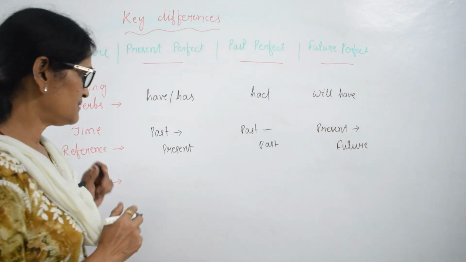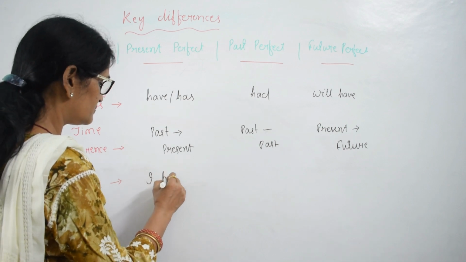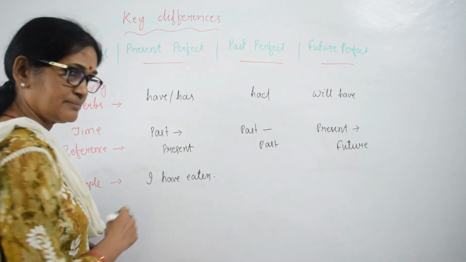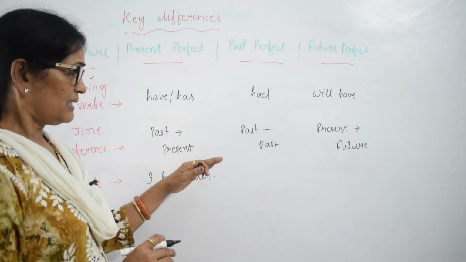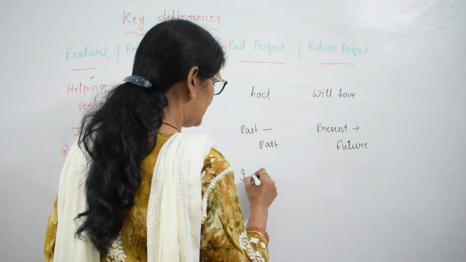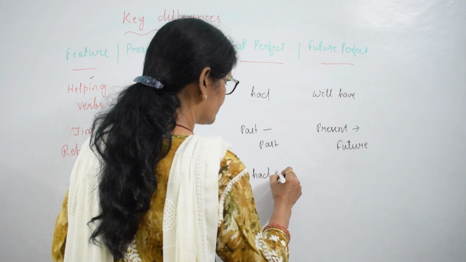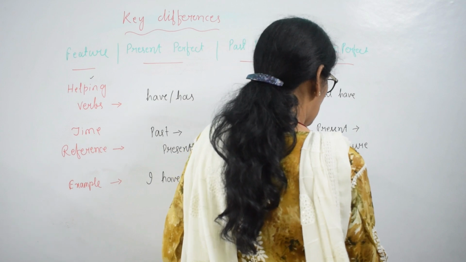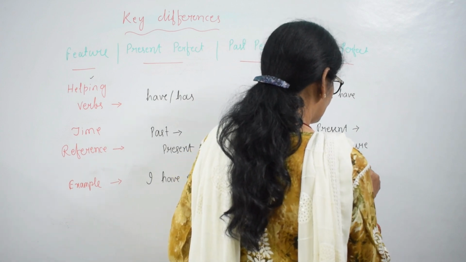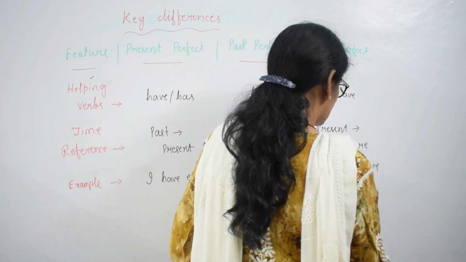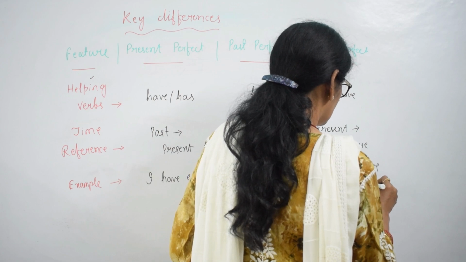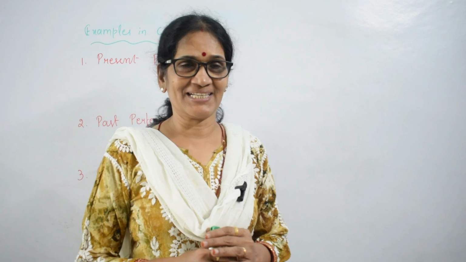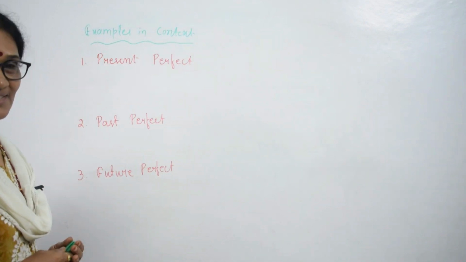Example: I have eaten. Past perfect: I had eaten. Future perfect: I will have eaten. These are the key differences. Let's make it clear through context. Examples in context.